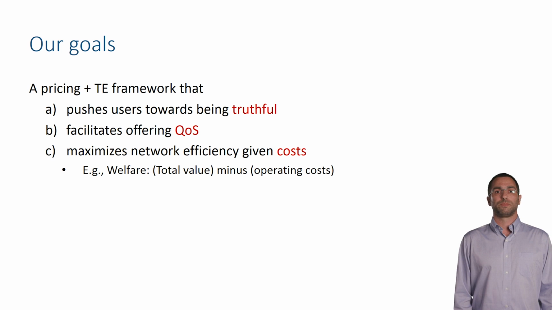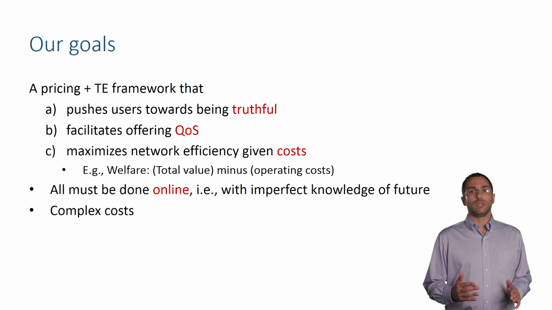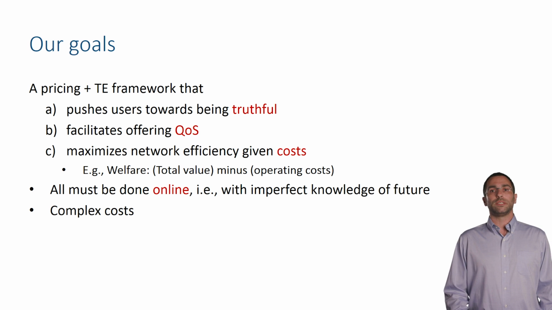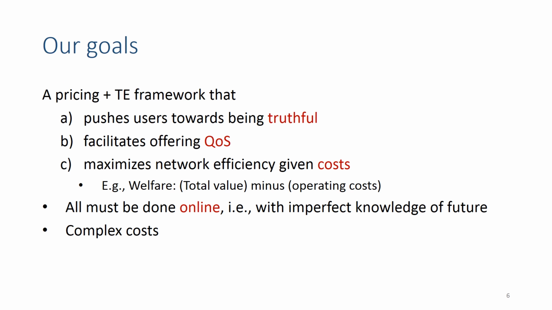the operating costs. On the algorithmic side, one high-level challenge worth mentioning is that both pricing and TE must be done online, without complete knowledge of the future. Further, the operating costs often have a non-linear structure. For example, they may be proportional to the 95th percentile usage over some time window.